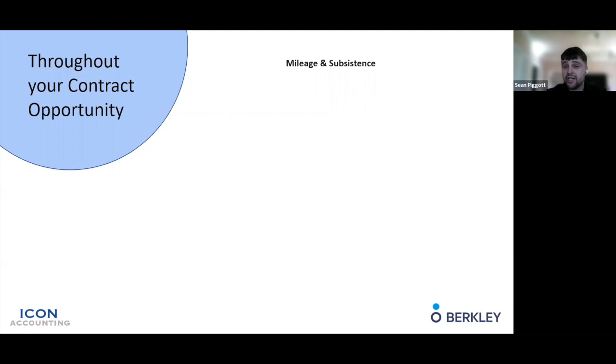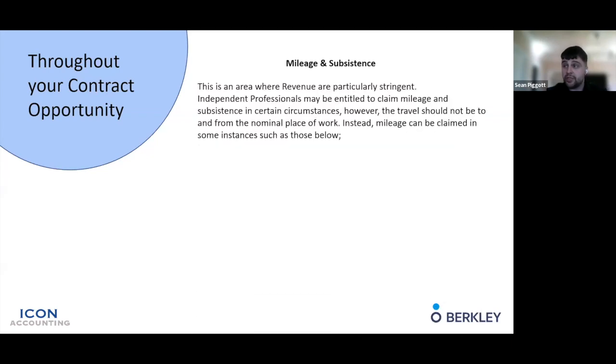Moving along then into the mileage and subsistence, it's probably one of the most common questions we get, to be honest, when we represent our independent professionals. Again, it's something that's constantly being reviewed by revenue, to be 100% honest. The biggest thing to keep in mind with this one is this is an area where revenue are particularly stringent. So even if you're operating under your own personal limited company and managing your own finances, that's absolutely fine, but it's definitely worthwhile making sure that you are following the guidelines.